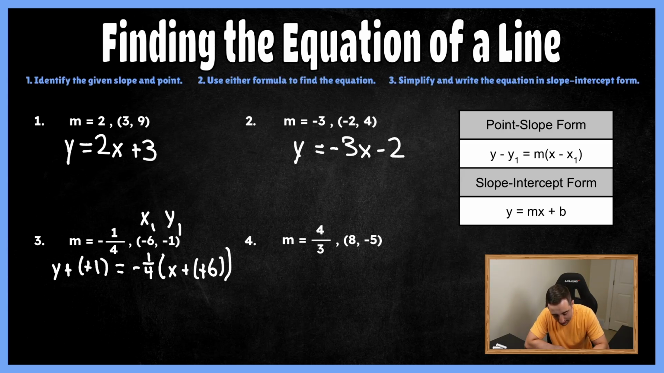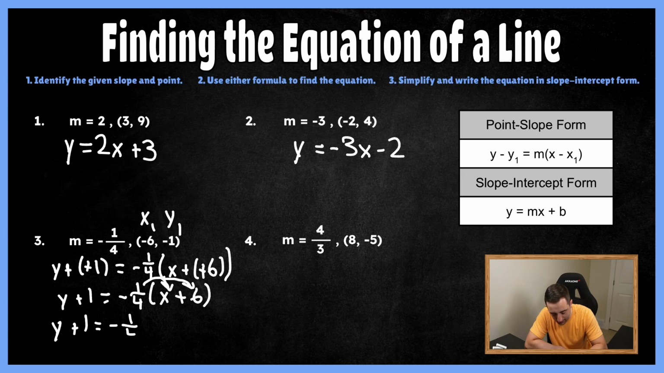So let's go ahead and rewrite everything. Y plus 1 equals negative 1/4 times the quantity x plus 6. Can't combine what's in parentheses, so let's use distributive property here. So we have y plus 1, that's staying the same, equals negative 1/4 x. Well, that's just negative 1/4 x. And then negative 1/4 times 6.